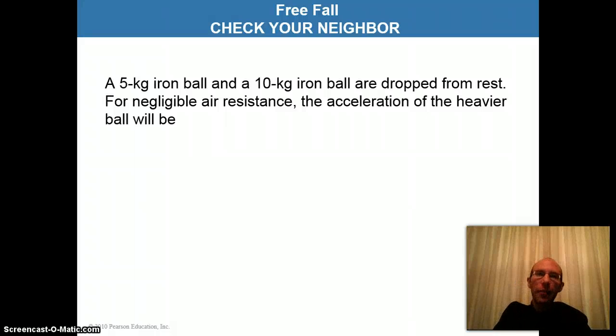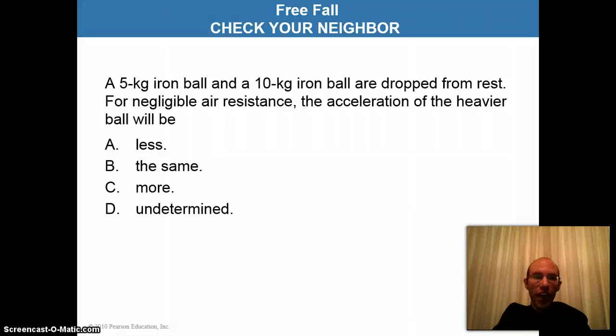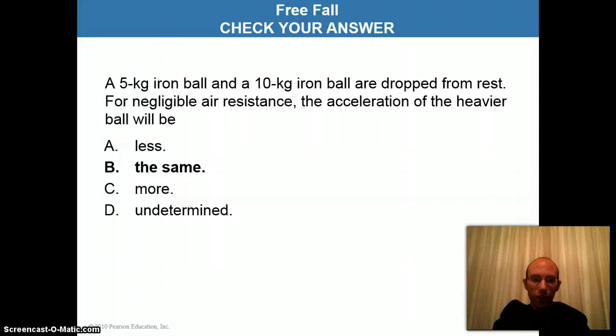Next question, folks. A 5-kilogram iron ball and a 10-kilogram iron ball are dropped from rest. We're still in free fall. For negligible air resistance, negligible meaning hardly any, the acceleration of the heavier ball will be less, or the same, or more, or undetermined. Pause the video and select your answer. And the answer was the same.